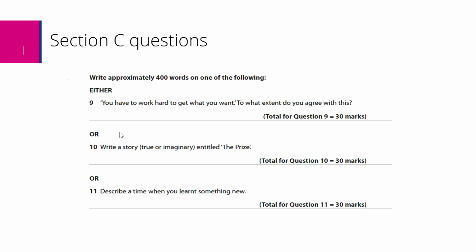So for the 2019 question paper, these were the questions. Students are told to write approximately 400 words on one of the following. And these were the choices. There will always be a choice of 3 questions, so students only ever choose one.